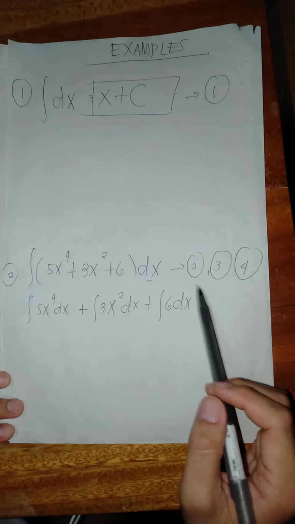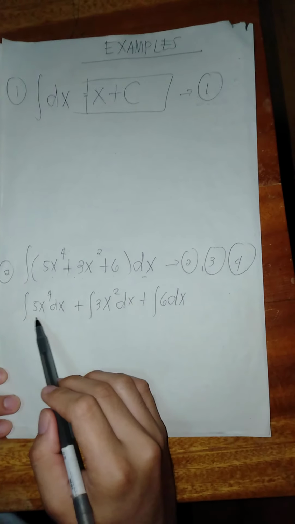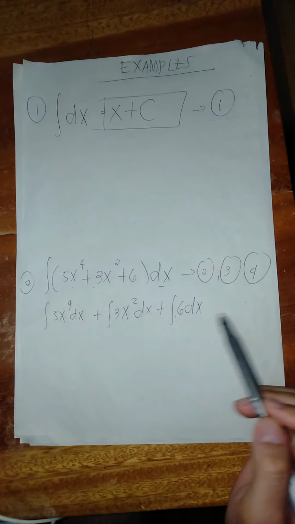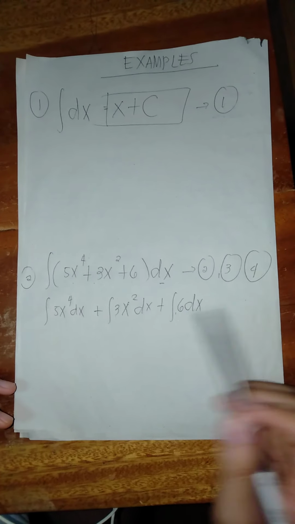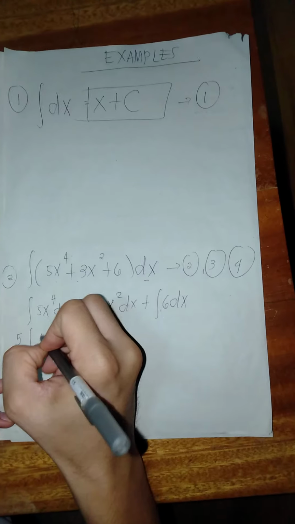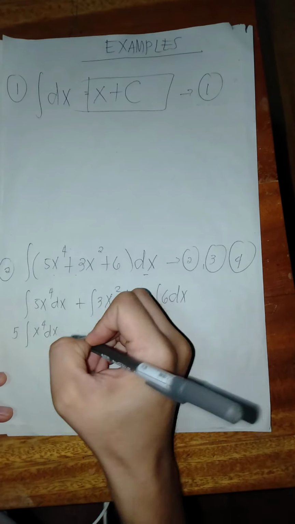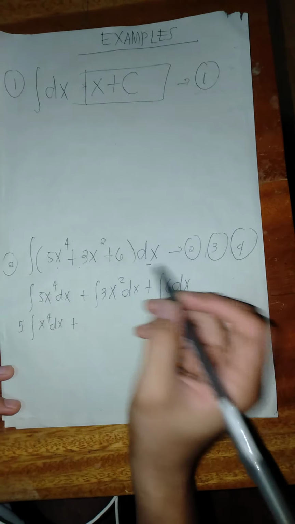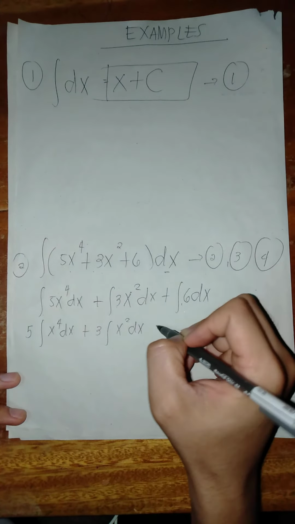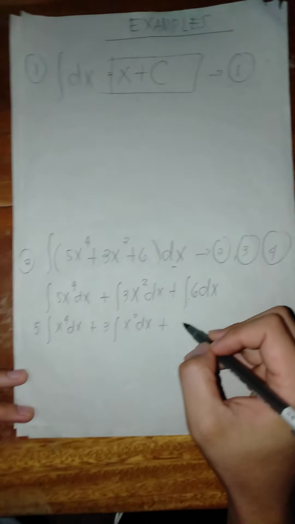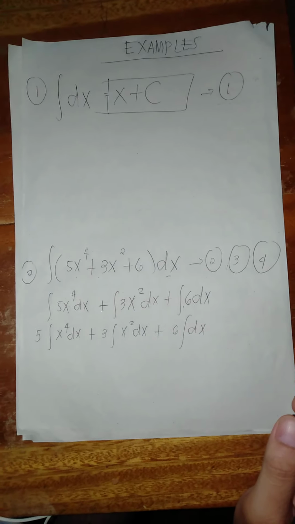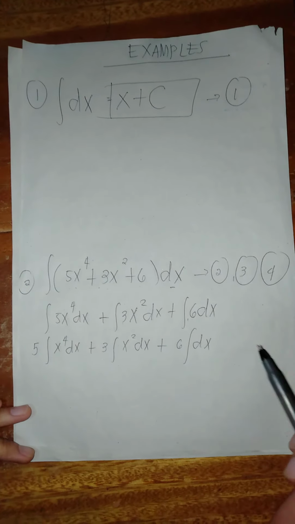So next, we apply number 3. Why? Kasi kita nyo may constant which is 5, 3, tsaka 6. Mas madaling mag-integrate pag nakalabas yung constant, or if you pull out the constant. So magiging 5 integral of x to the 4 dx plus constant 3, pull out nyo yan sa integral sign, 3x squared dx plus 6, pull out nyo rin yan, constant dx. So clear now? Pinull out natin yung mga constant.